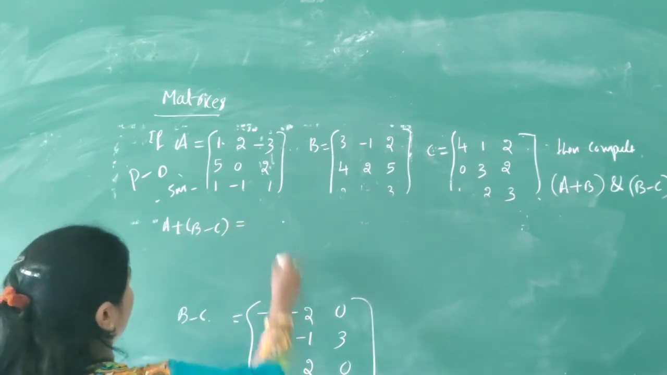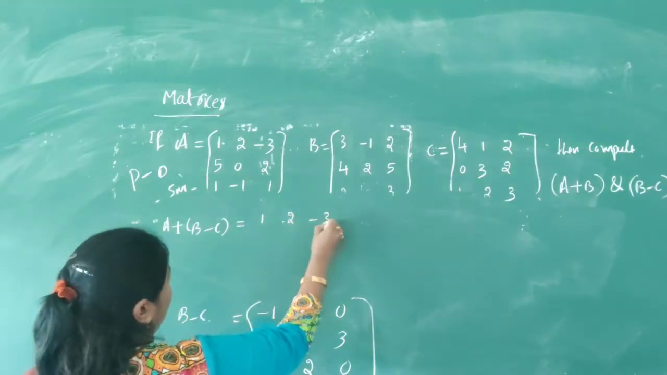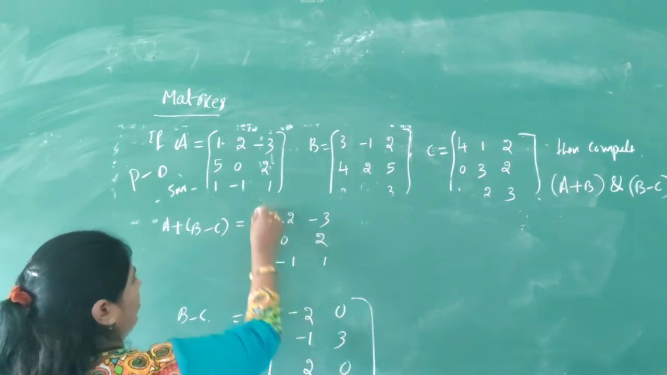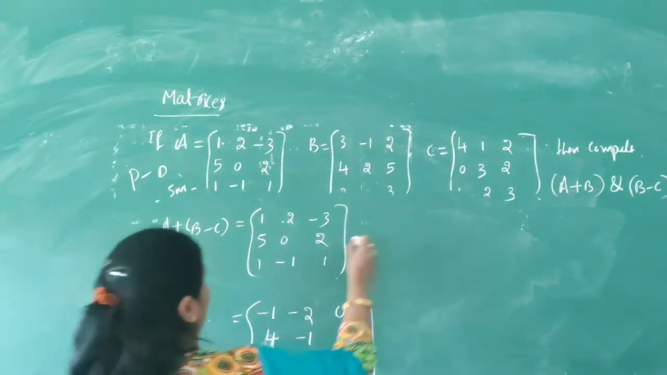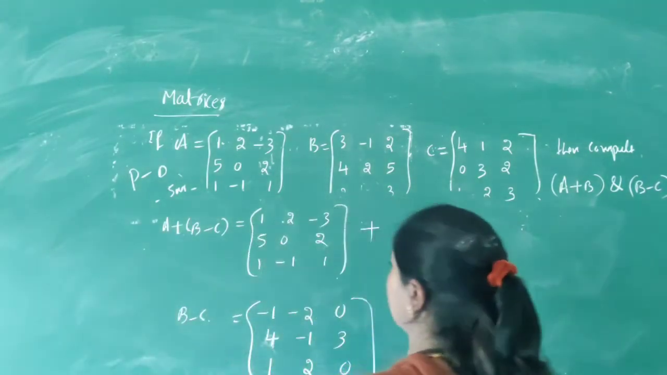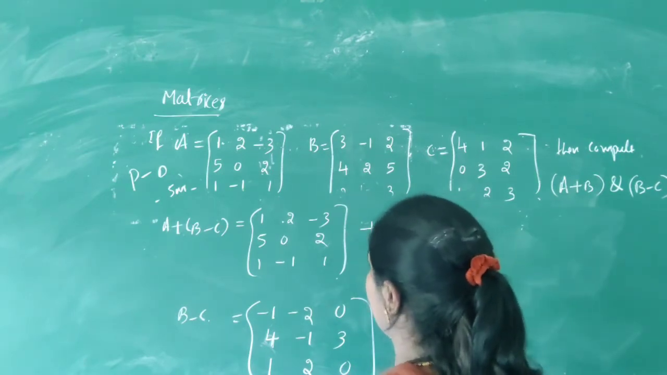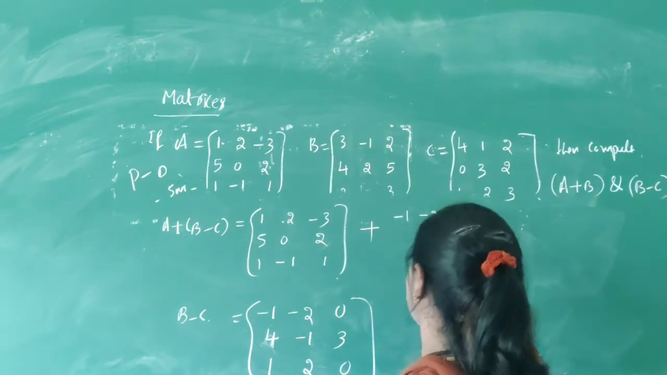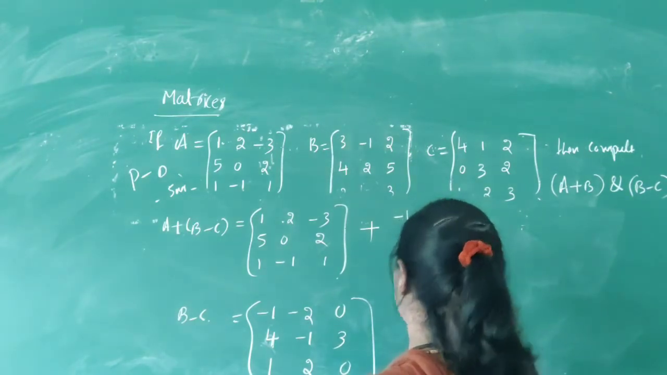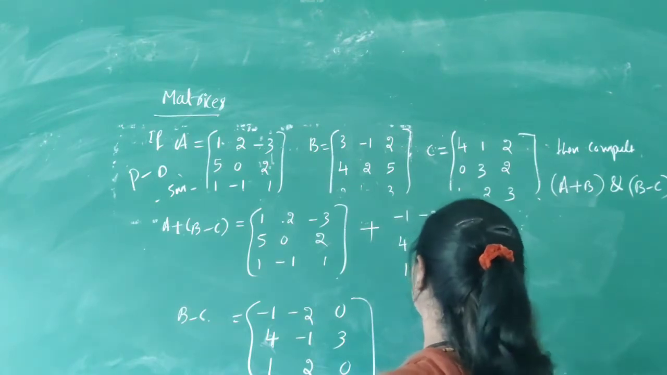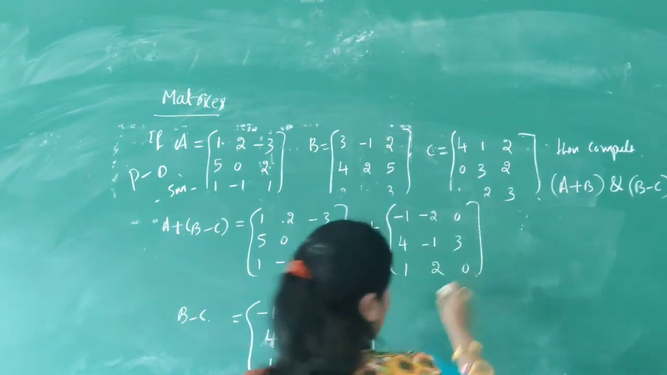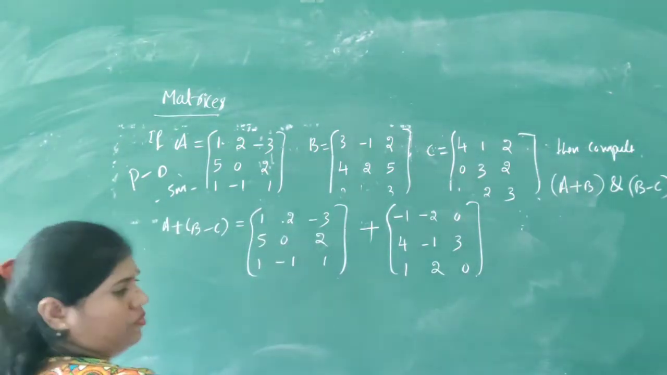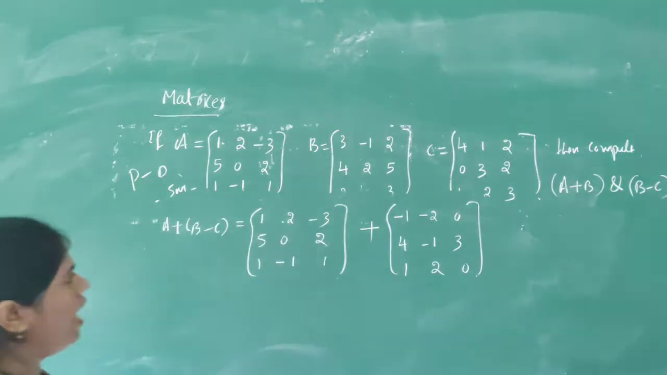What is A value? This is A value: 1, 2, minus 3, 5, 0, 2, 1, minus 1, 1. Plus, B minus C is minus 1, minus 2, 0. 4, minus 1, 3, 1, 2, 0. So we have to add this one, okay?